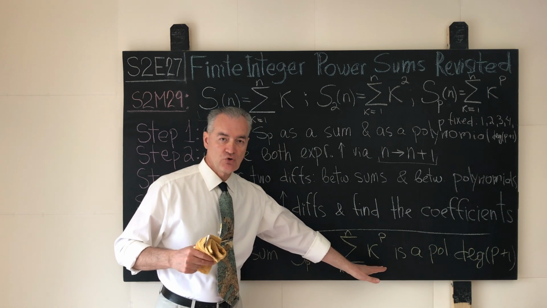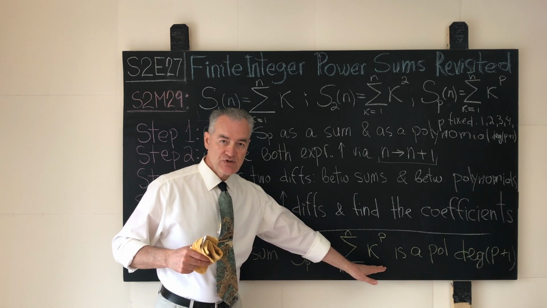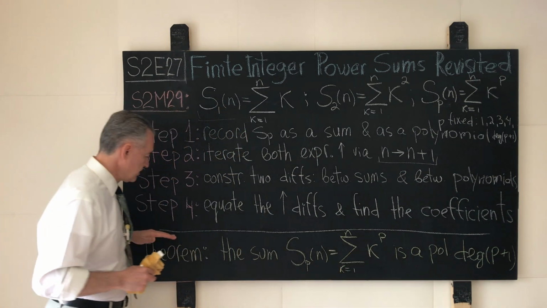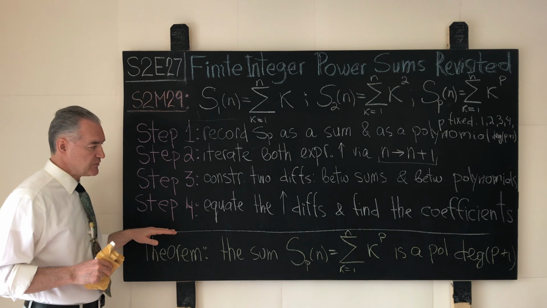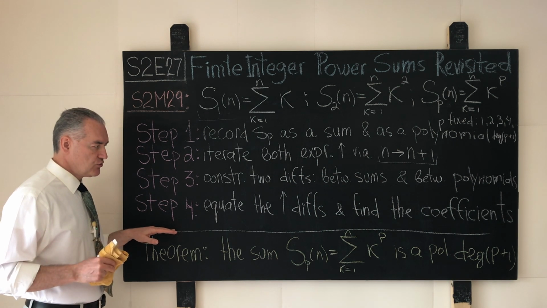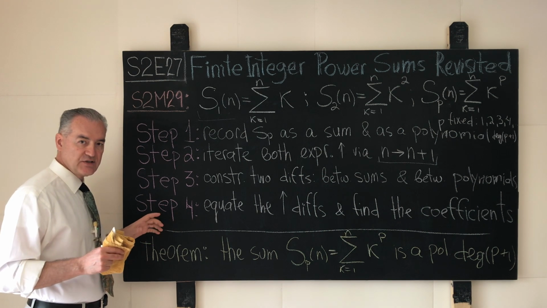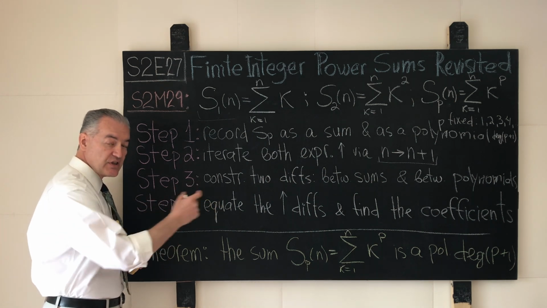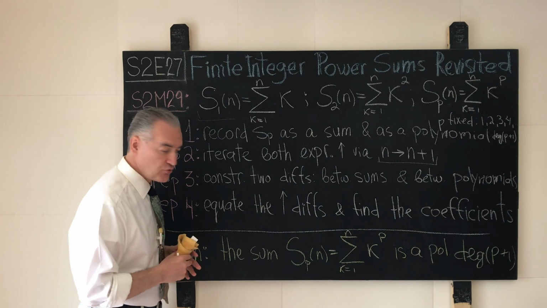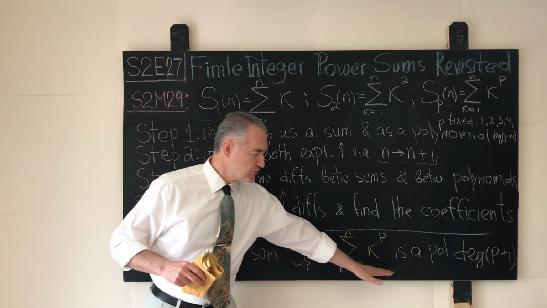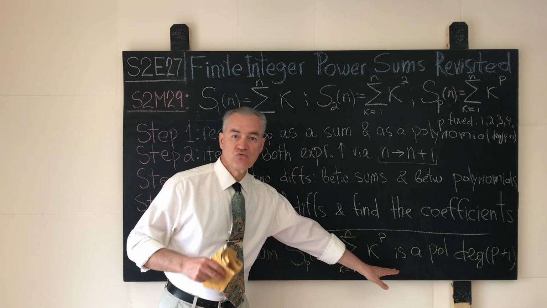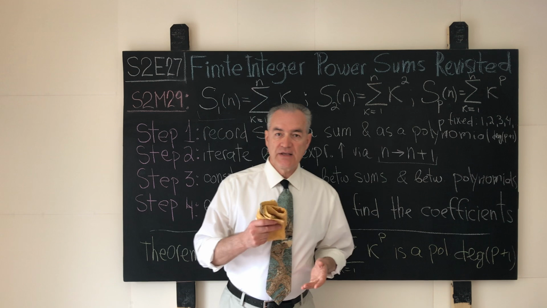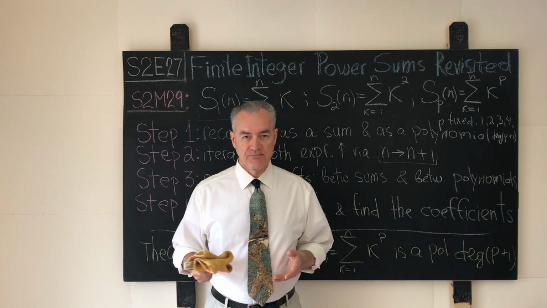And in order to record the finite integer power sum as a polynomial, we'll use certain coefficients. The final step of this algorithm, step number four, calls for equating these differences, juxtaposing one difference against the other, and then using this result as the fodder for the recovery of the underlying coefficients of this polynomial, and voila, we have an alternative expression for a given finite integer power sum.